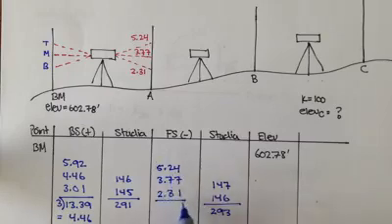Now, let's go back to our foresight. Let's average these. You add them all together, you get 11.32. You divide by 3, you get 3.77.